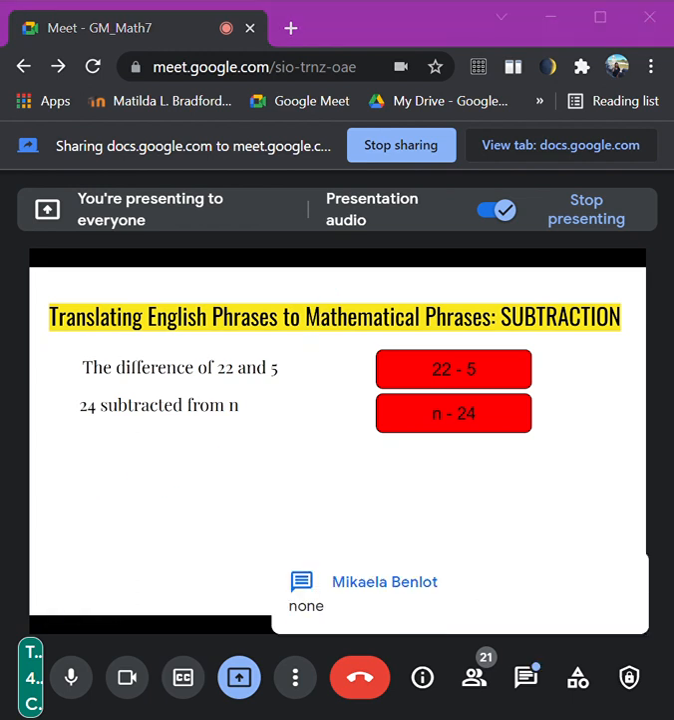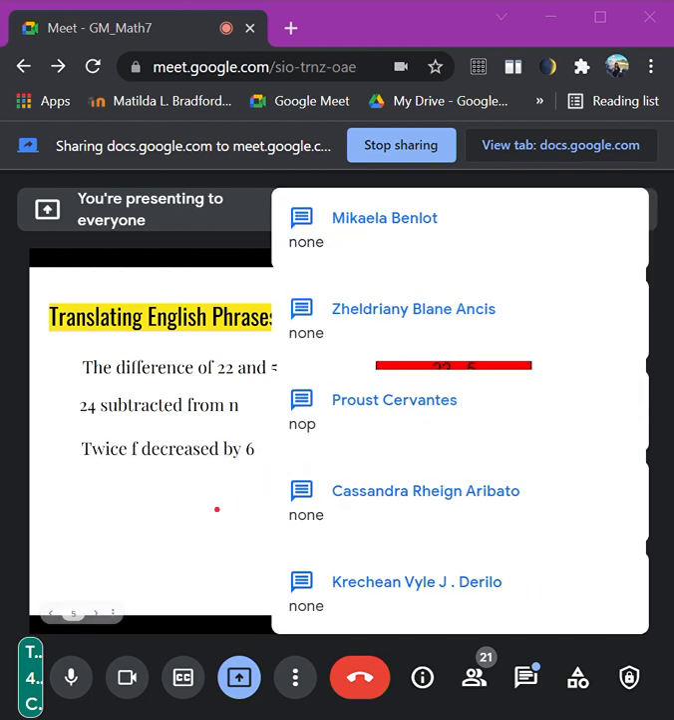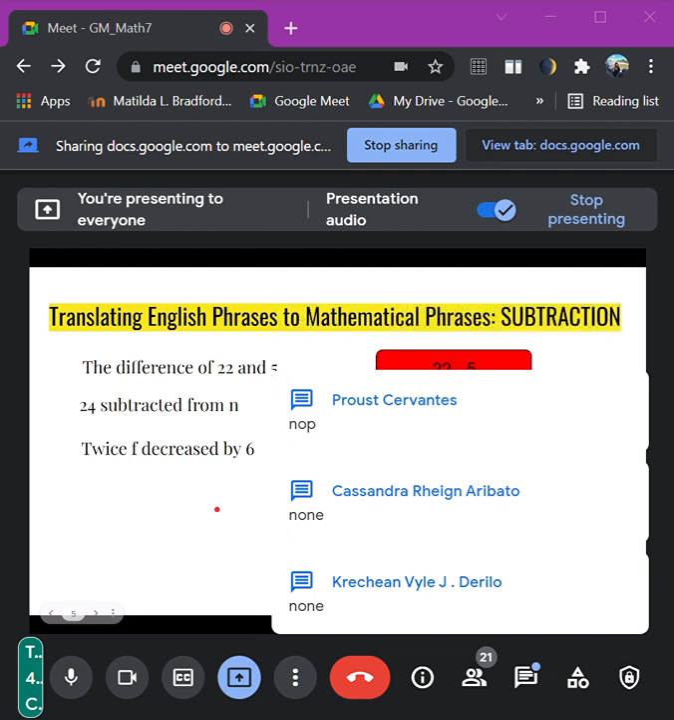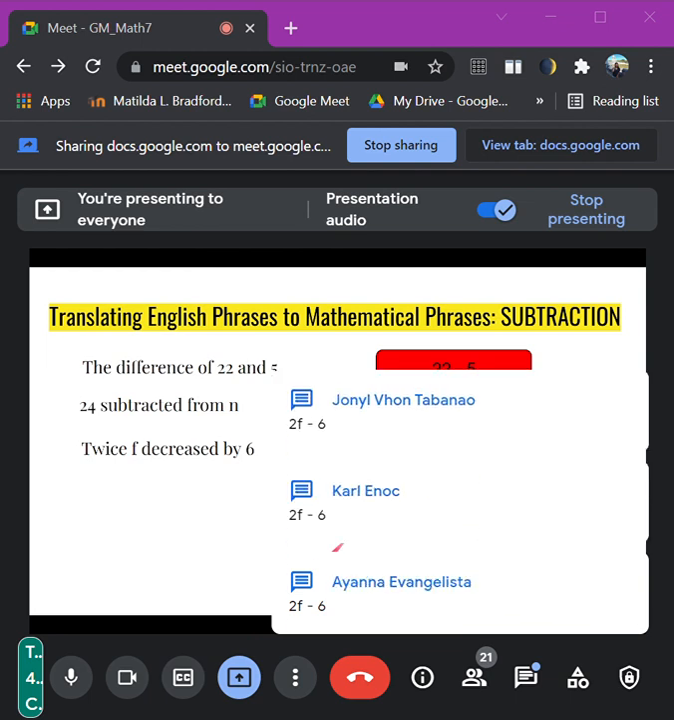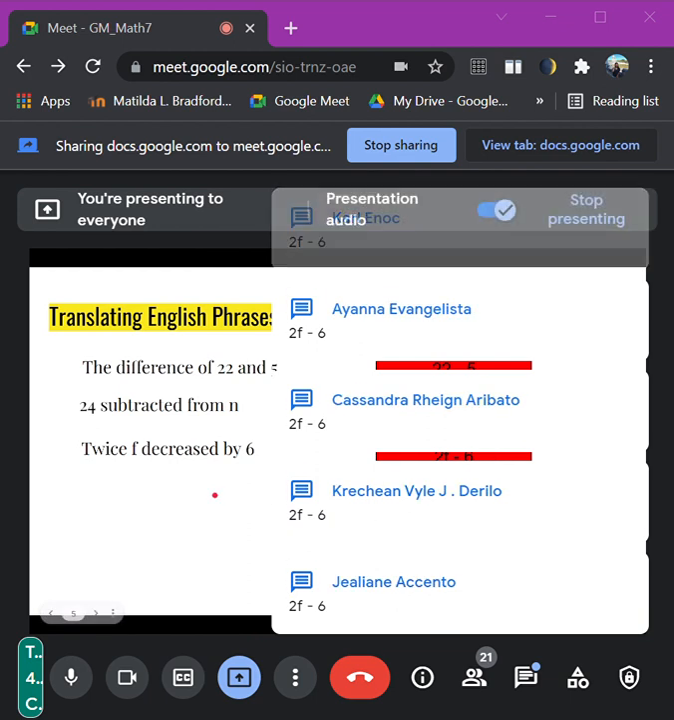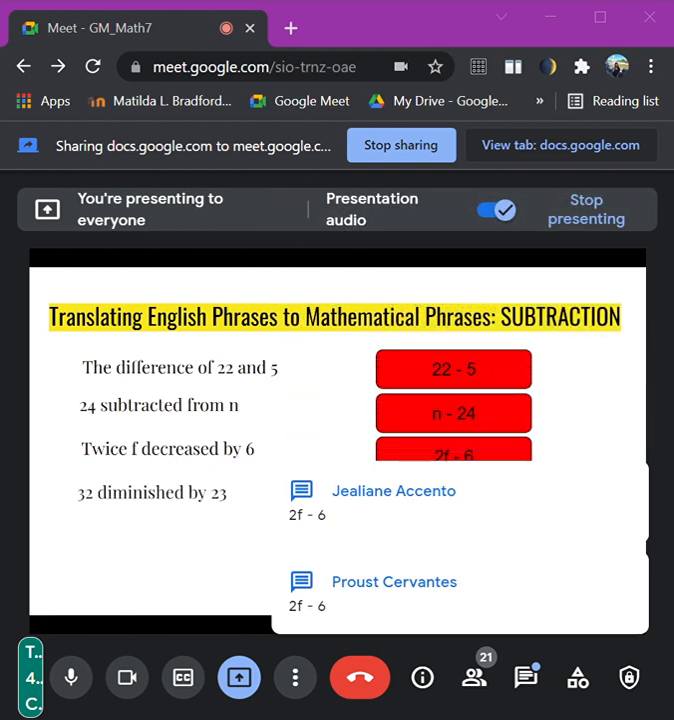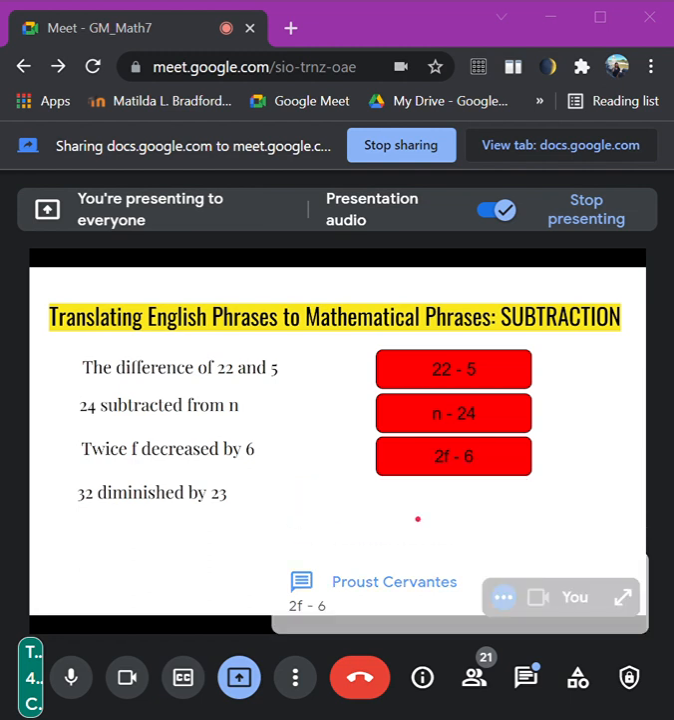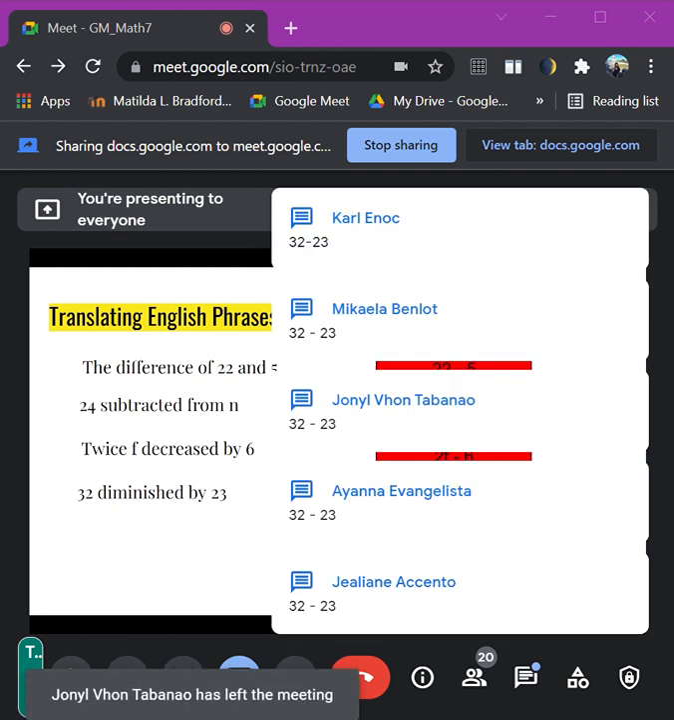Any questions from the second example? None. Okay. We have here twice f decreased by 6. Okay. We have there 2f minus 6, or 2 times f minus 6. How about 32 diminished by 23? Okay, that's correct.